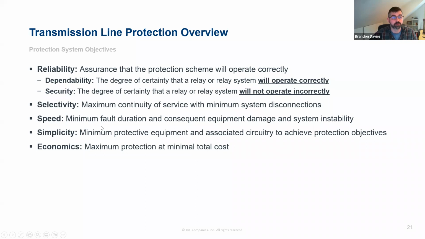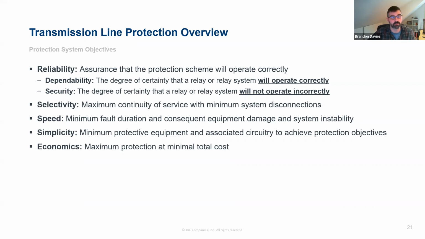Speed is minimizing your fault duration because of equipment damage and system instability. So we talked about that a little bit on the last slide, that we've got to operate really fast on the transmission system to meet that objective. And a couple of the other ones that seem to always fall at the end of this is simplicity, really making the system as simple as possible while meeting the objectives.